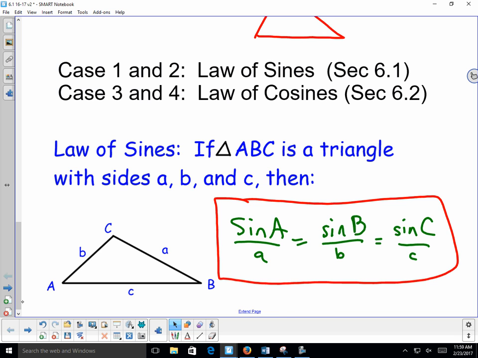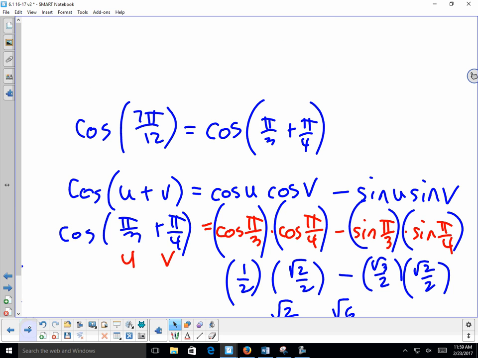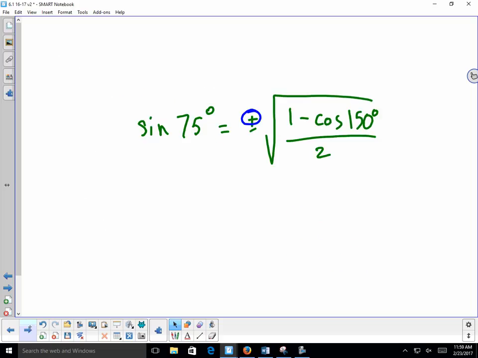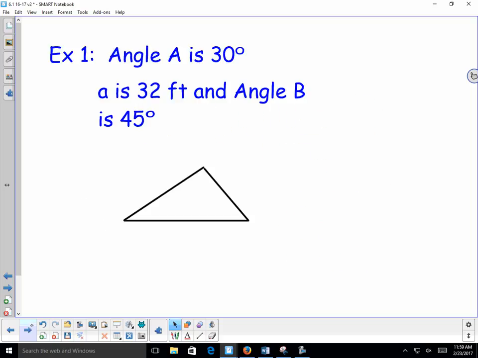Okay, so let's take a look at this. Here we go, example 1. All right, so angle A, let's say, is 30 degrees. I'm just going to call this angle A right here. Let's say this is 30 degrees. And side a is 32, so I know I have to put that across from it. So this side here is 32 feet.